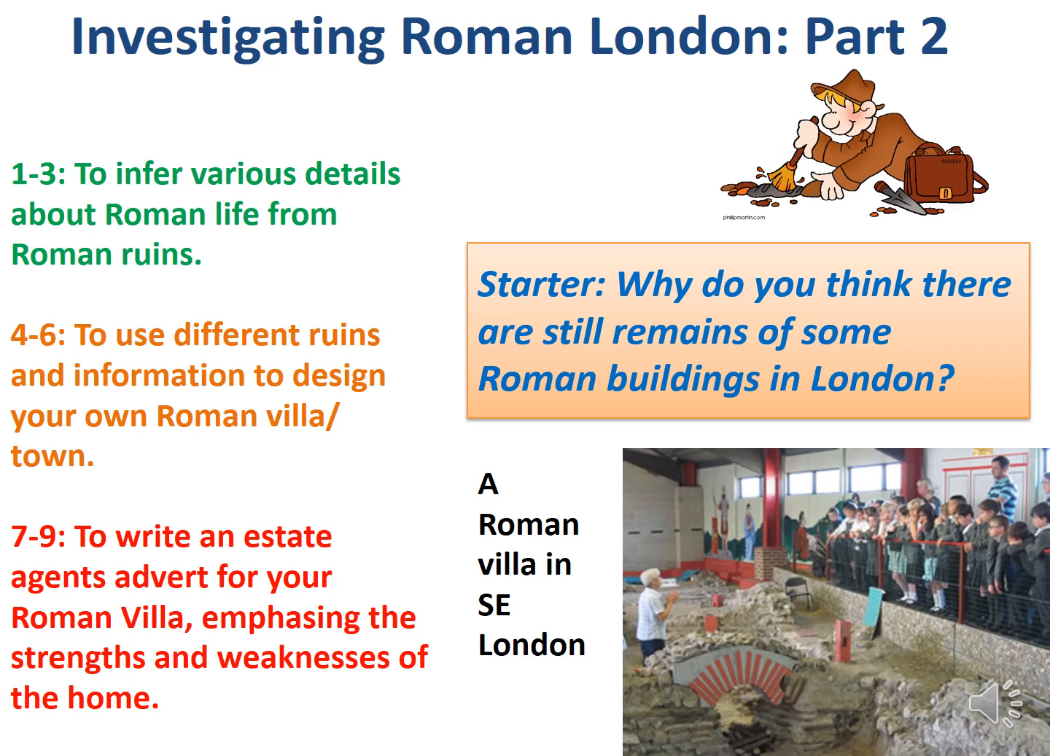Now, why do you think there are still remains of Roman buildings in London? That was thousands and thousands of years ago. How on earth could they still survive? Why do you think that is the case? If you have an answer, please write that down. You'll see in the picture at the bottom of the screen, that is a Roman villa in southeast London that they've managed to find the ruins of.